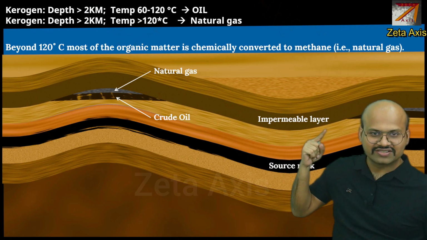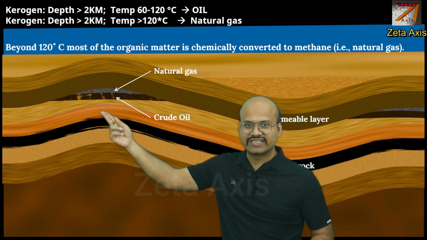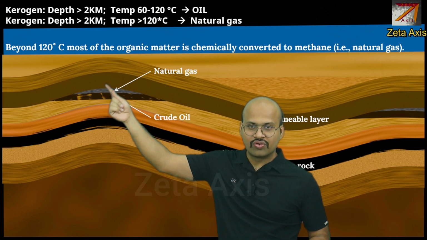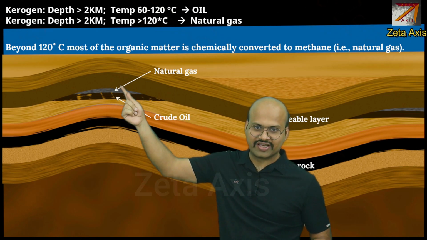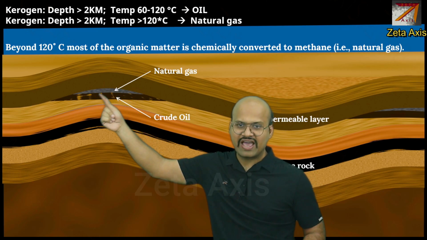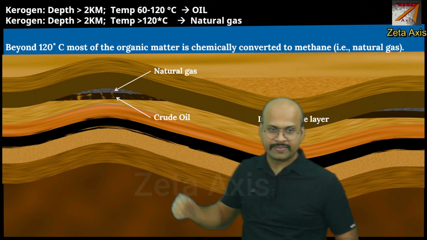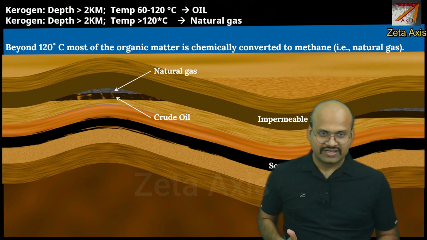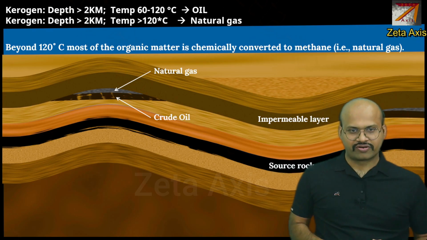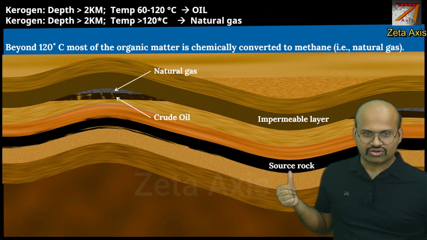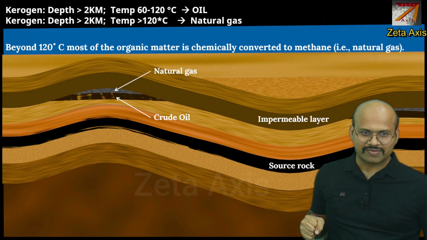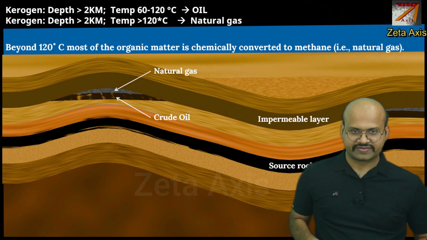Here we see that this is the impermeable layer, that is, this gas and crude oil cannot pass through it. There is no space in this layer for them to pass, so they are accumulating over here. And this is the source rock. So this is the rock where the petroleum and gas were actually formed. That is why it is called source rock. Now remember these terms because we will use them when we discuss shale gas and tight gas.